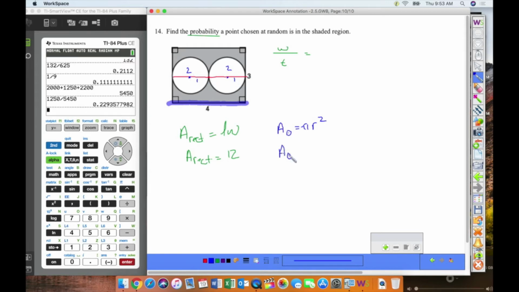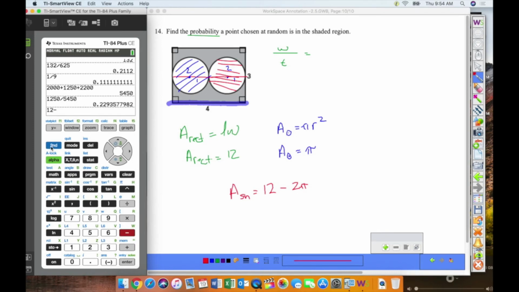So the area of this blue circle is 1 squared times pi, so it's just pi. If the circles are congruent, then this circle over here is the same thing, so I have 2 of those. The area of the shade is going to be the big rectangle, which is 12, take away the 2 circles, which together have an area of 2 pi. So I'm going to punch that in: 12 minus 2 pi.